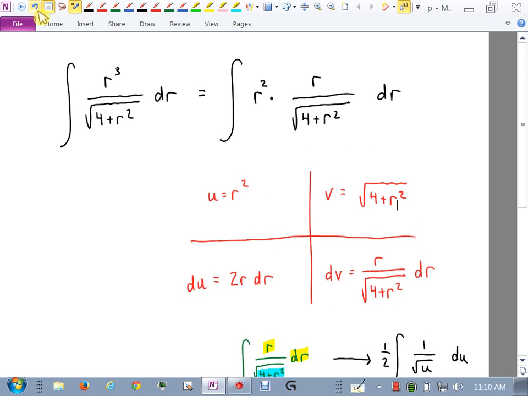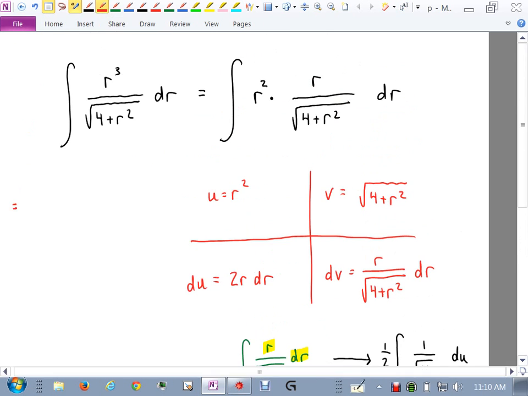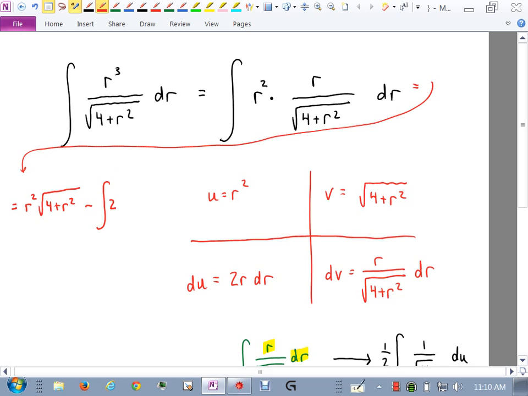All right, so this becomes ultraviolet minus voodoo. I'll do it in red here. So this is this integral right here, ultraviolet, so r squared square root 4 plus r squared, minus integral voodoo, which I'm going to leave the 2 in here. Why am I leaving the 2 in and not pulling it out? Because that's exactly what we will have, right?